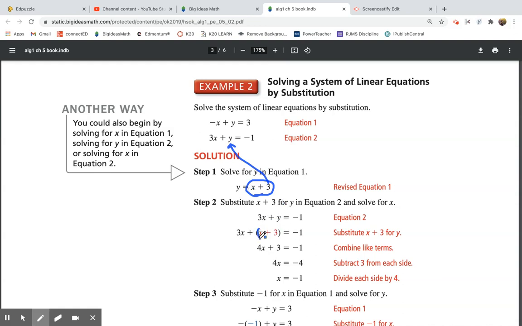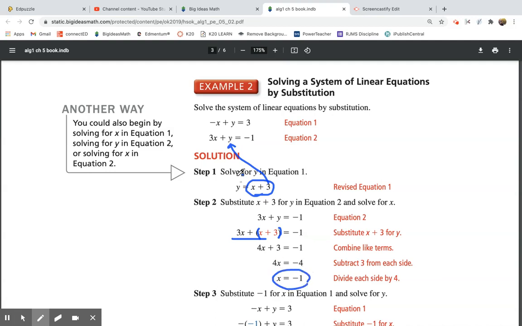It is important to put it in parentheses, just because sometimes a minus or a negative throws everything off. Since it's just plus and then x plus 3, these parentheses aren't as crucial. So I have 3x plus x, which is 4x, plus 3 equals -1. Now we solve for x by subtracting 3 to the other side and then dividing both sides by 4. So we get that x equals -1.